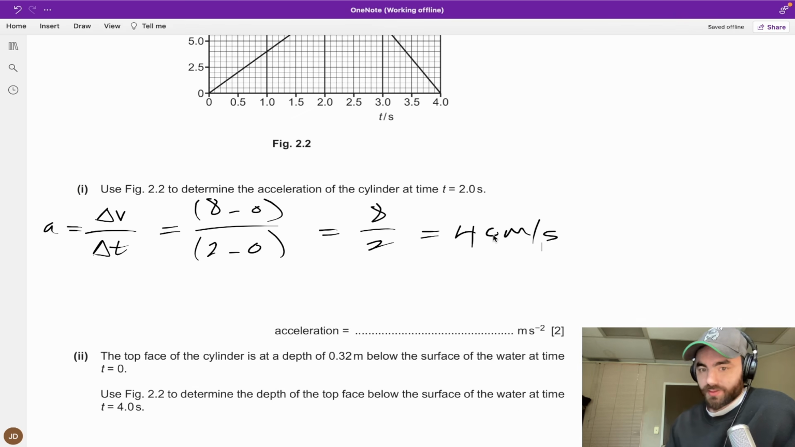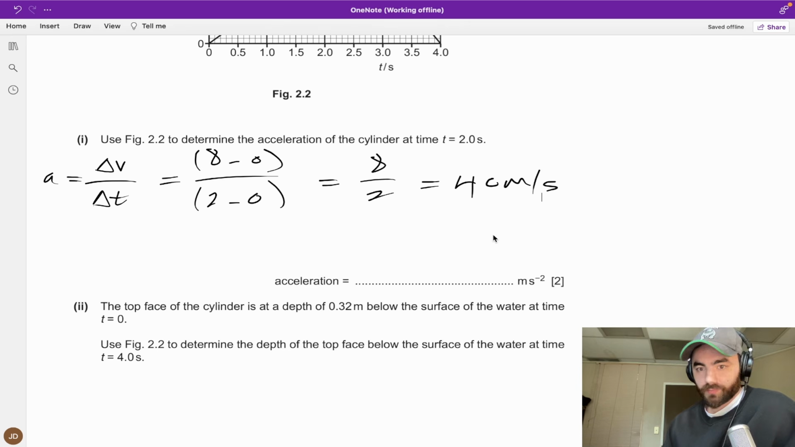So in meters, it'll be 4 divided by 100. Right, 100 centimeters is a meter. So this is going to be 0.04 meters per second.